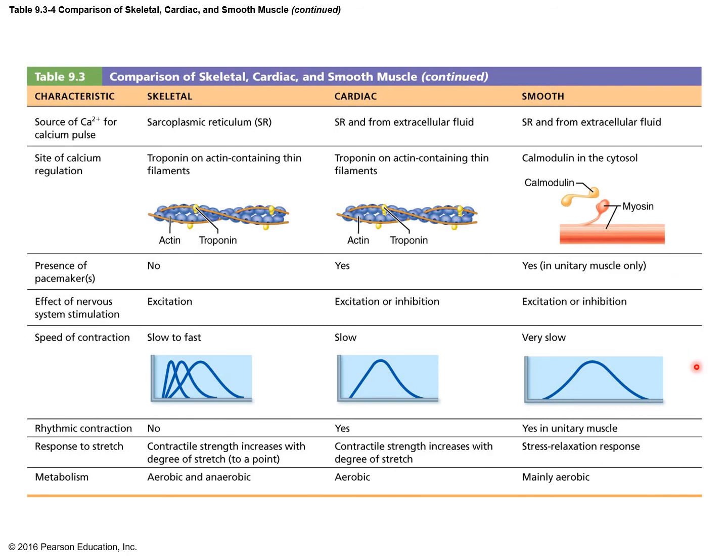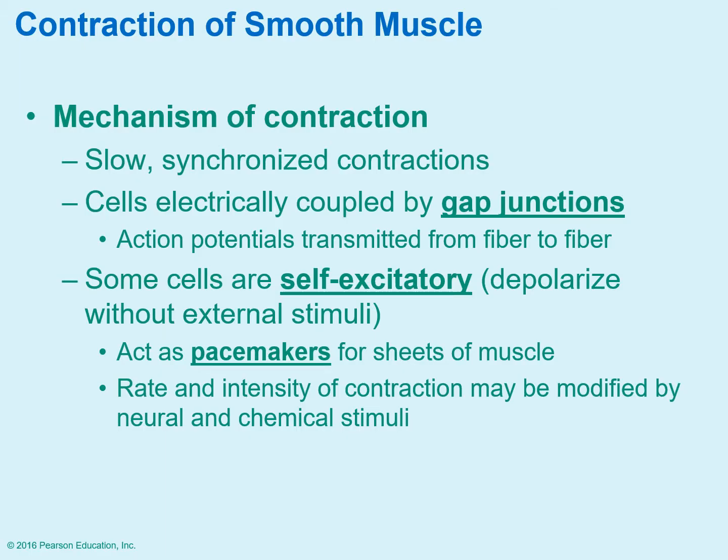The speed of contraction typically is very slow. It is very rhythmic. It can respond to stretch. It is going to be mostly aerobic. So the contractions, like I say, are very slow. They're synchronized. Those gap junctions, those little pores or openings from adjacent cells, do allow for the action potential to be transmitted from one cell to another, from one muscle fiber to another.